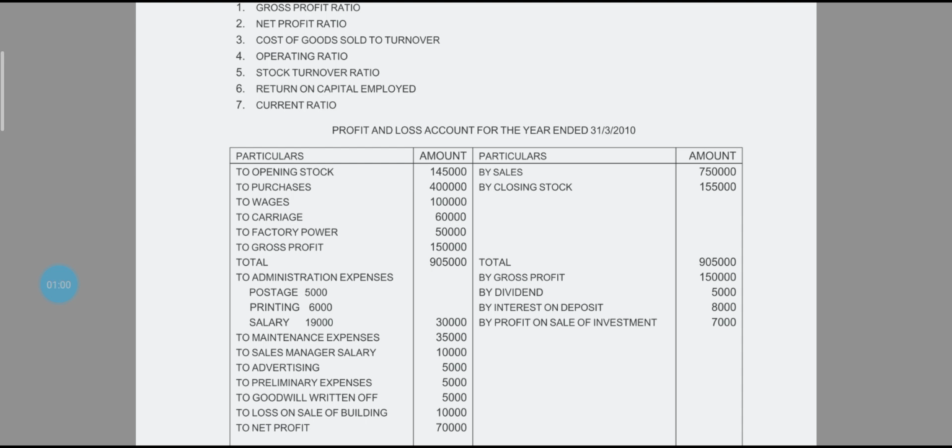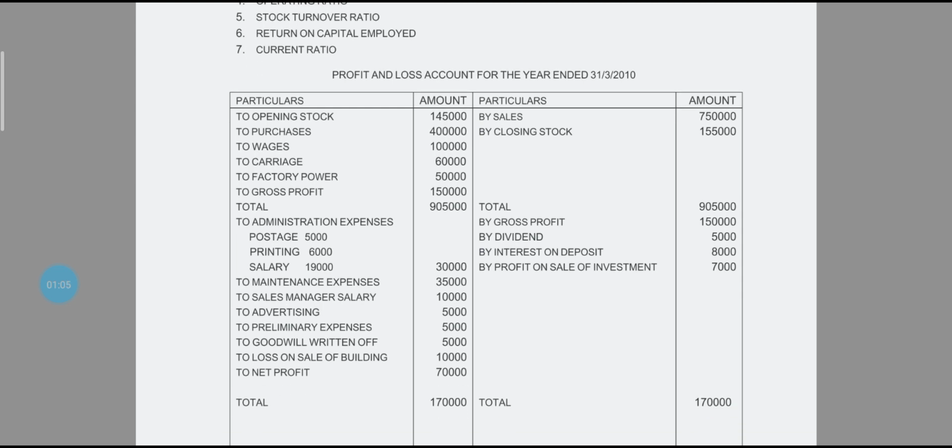Profit and loss account for the year ended 31st March 2010. Debit side: to opening stock 1,45,000, to purchases 4 lakh, to wages 1 lakh, to carriage 60,000, to factory power 5,000, to gross profit 1,50,000. And credit side: by sales 7,50,000, by closing stock 1,55,000. So the trading account total is 9,05,000.